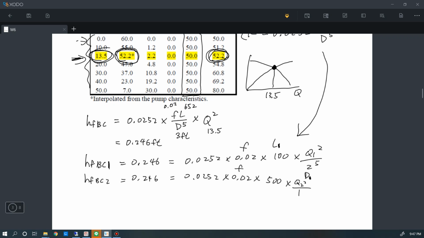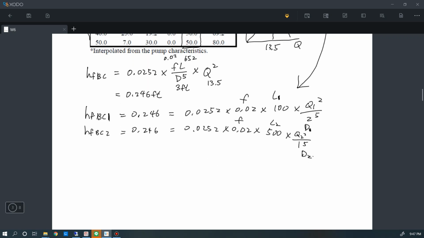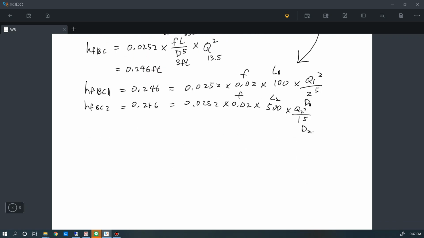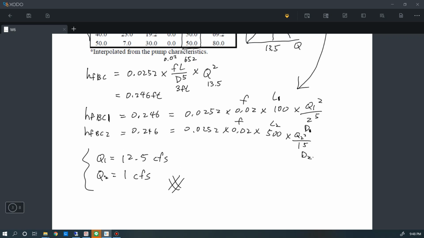And the diameter now is equal to 1 feet. Okay, this is length 2, this is diameter 2. So we can use these two equations to solve the flow rates in branch 1 and branch 2. That's Q1 is equal to 12.5 CFS, and flow rate in branch 2 is equal to 1 CFS. Okay, so we have solved this problem.